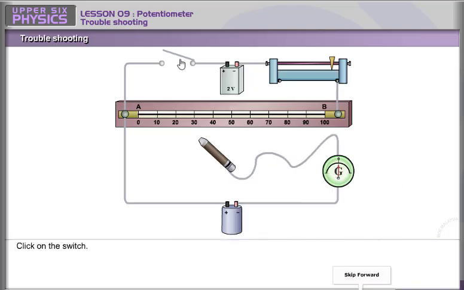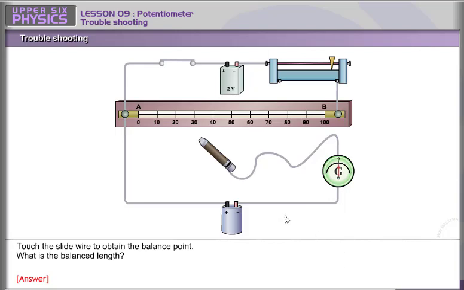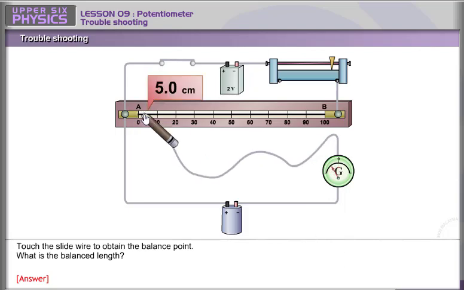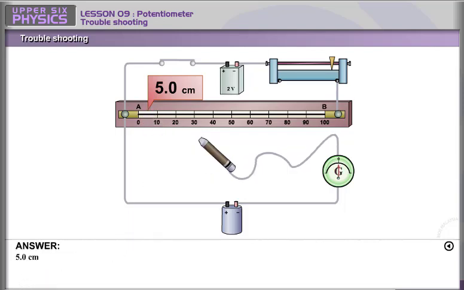Click on the switch. Touch the slide wire to obtain the balance point. What is the balanced length? Answer. 5.0 centimeter.